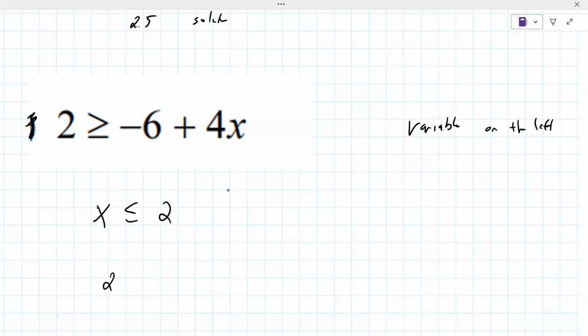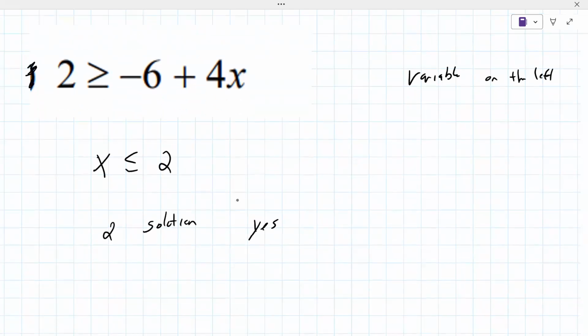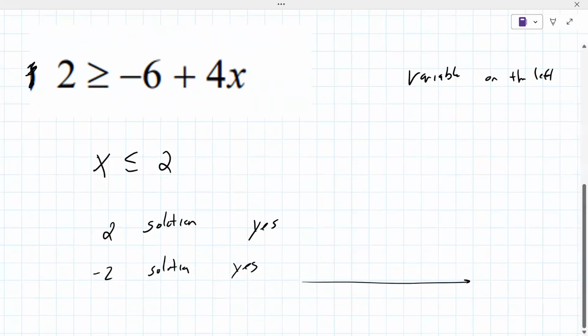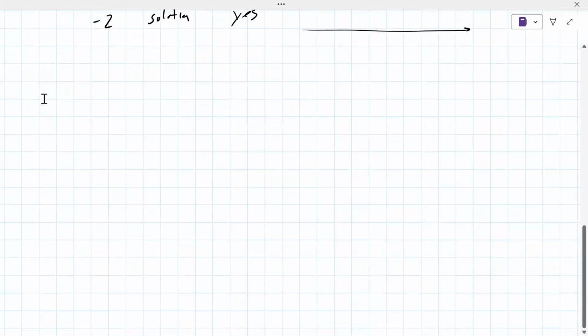Now, is 2 a solution? Yes, it is. How about -2? No. Well, yes, it is. Yeah, it is. Okay, so you gotta be careful there. You just hit on it. The only time you flip the inequality is when you multiply or divide by a negative.